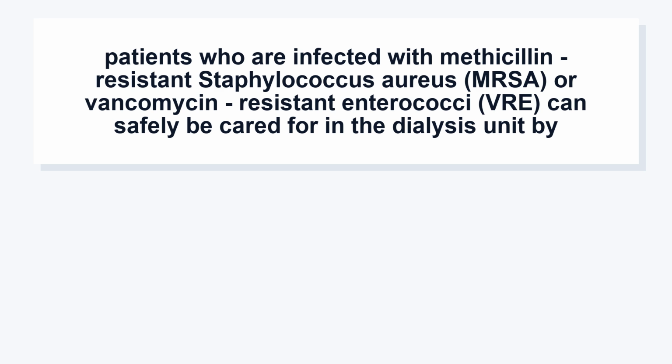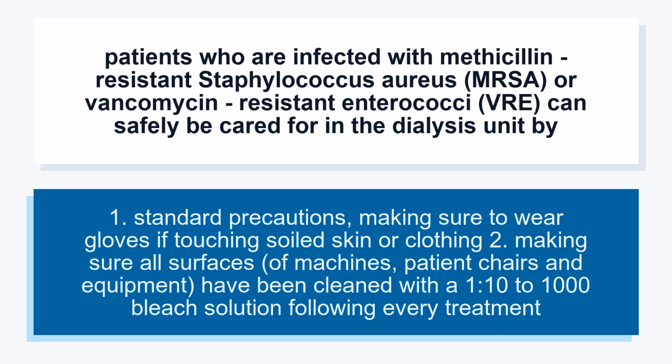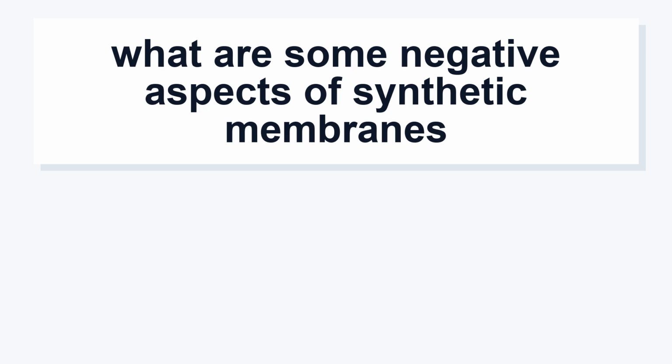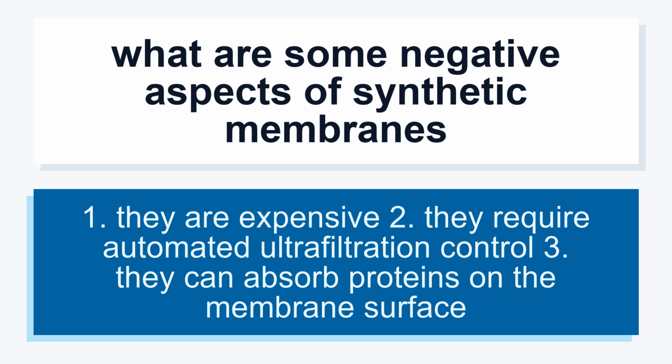Patients who are infected with methicillin-resistant Staphylococcus aureus, MRSA, or vancomycin-resistant enterococci, VRE, can safely be cared for in the dialysis unit by: 1. Standard precautions, making sure to wear gloves if touching soiled skin or clothing. 2. Making sure all surfaces of machines, patient chairs and equipment have been cleaned with a 1 to 10 to 1000 bleach solution following every treatment. What are some negative aspects of synthetic membranes? 1. They are expensive. 2. They require automated ultrafiltration control. 3. They can absorb proteins on the membrane surface.